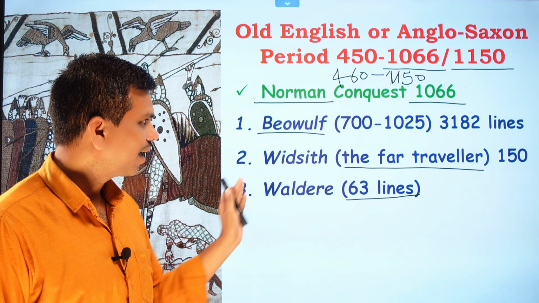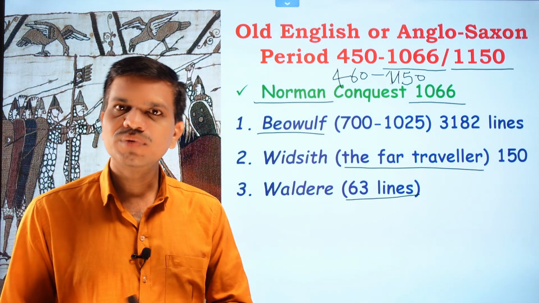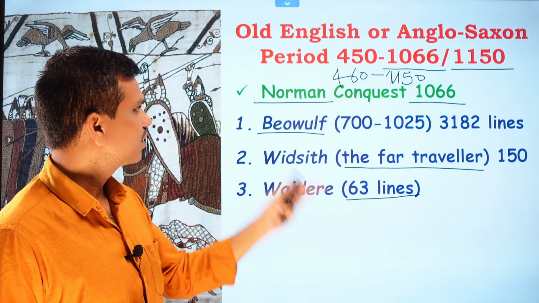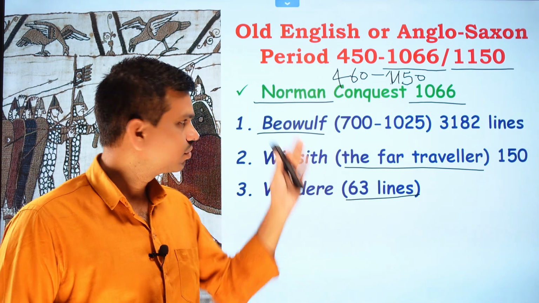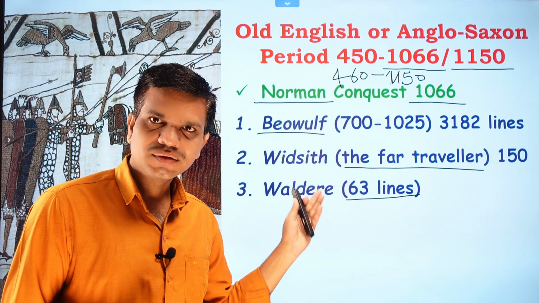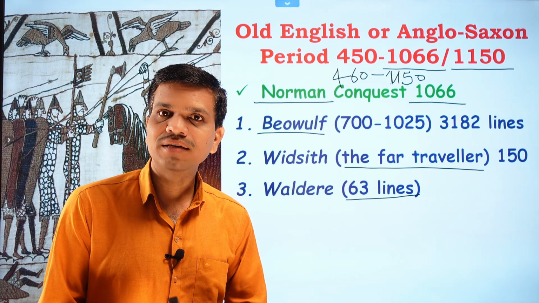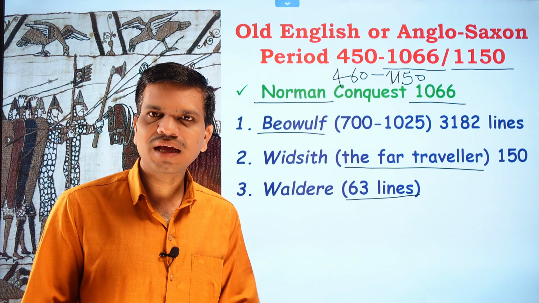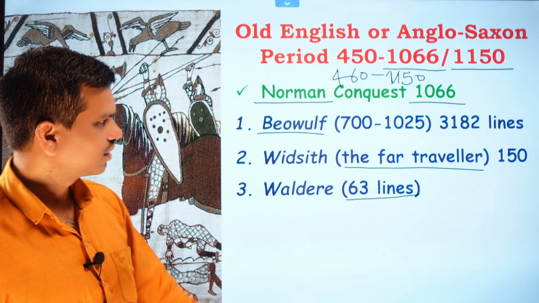So you can learn the beginning or the ending of these poems for your information, because questions are framed on where these lines are taken from. The beginning of Beowulf or the other poems like Widsith or Waldere is given, and the question asks in which poem these lines occur, or you are given the lines and then you have to recognize the poem. So you can find out regarding this.